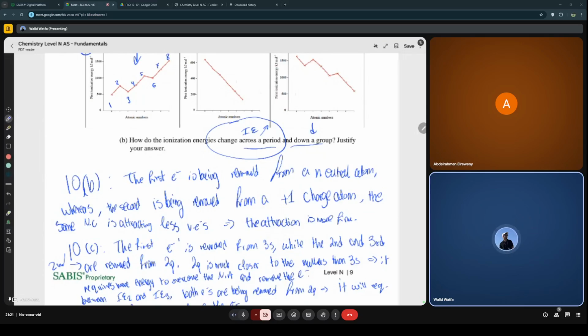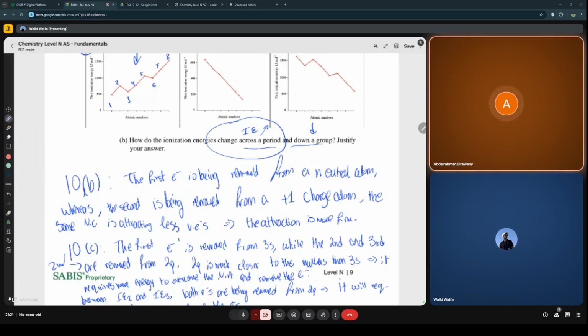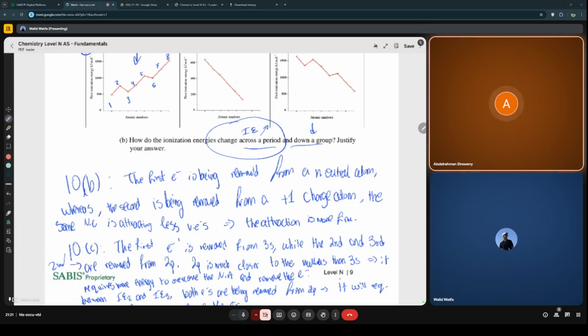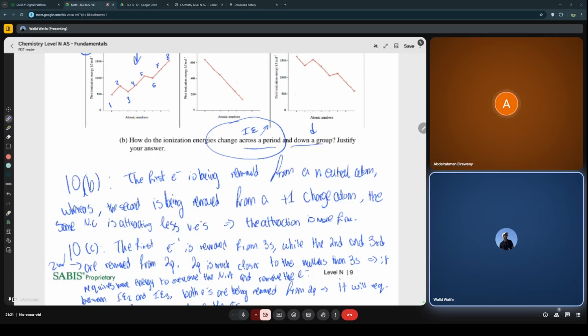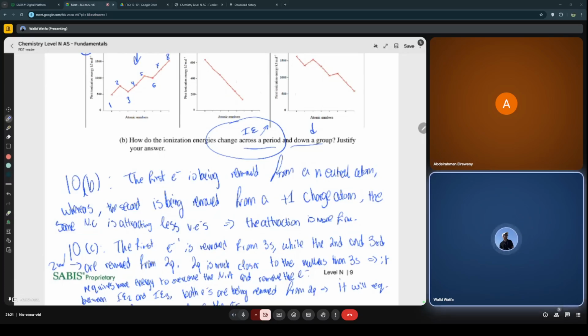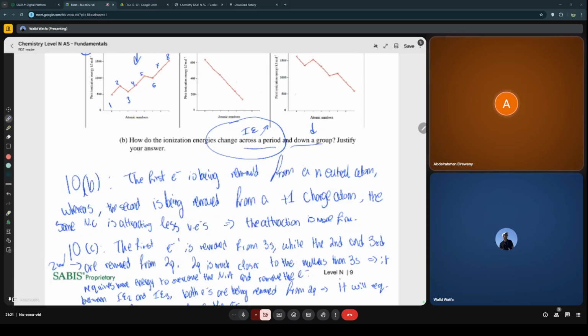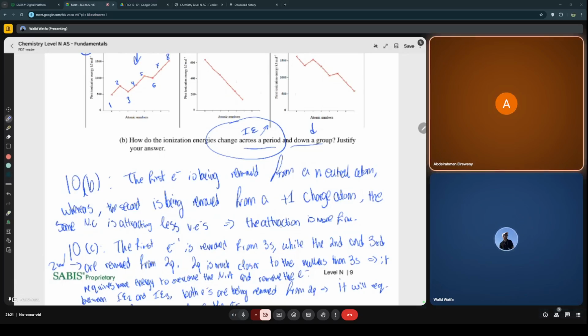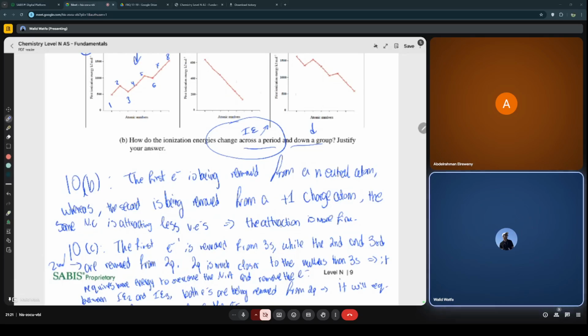How do you justify that across a period the ionization energy is increasing? You don't write Uncle Jank, huh? Obviously, I won't. What do you say? Greater effective nuclear charge. Perfect. So you say across a period, ionization energy will increase due to the greater effective nuclear charge, which will attract the valence electrons closer towards the nucleus, and therefore it will require more energy to overcome their attractions.